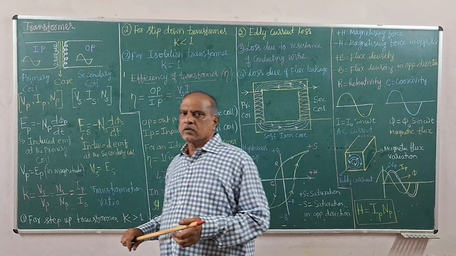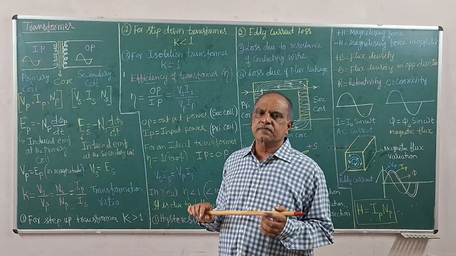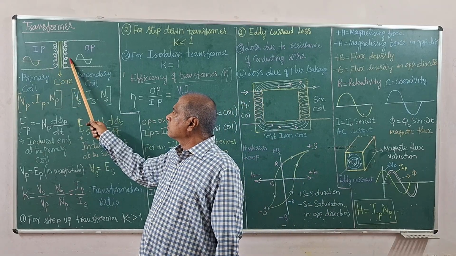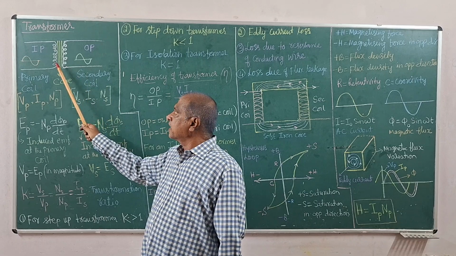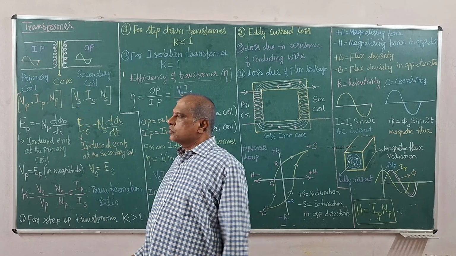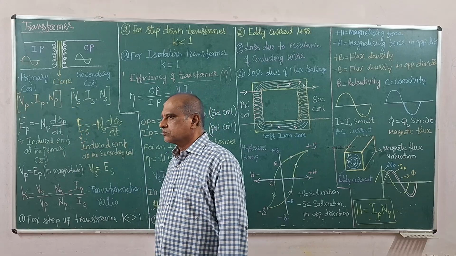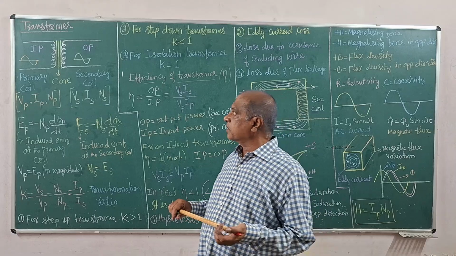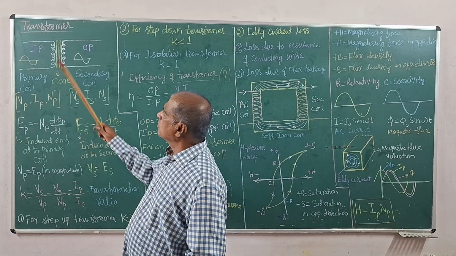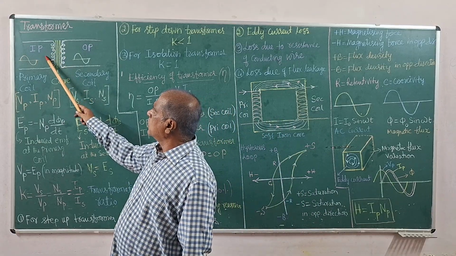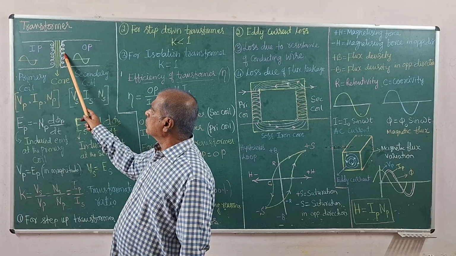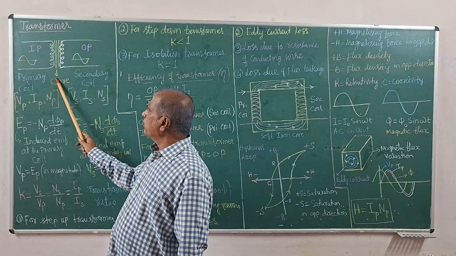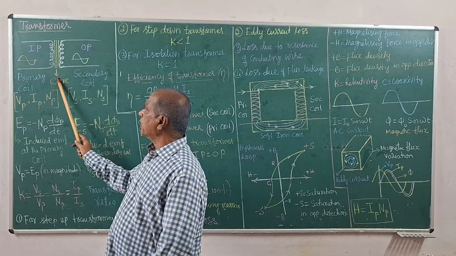The electric power is transferred from one coil to another coil without electrical connection, through magnetic material. Electric power transmission. Electric power is transferred from one coil to other coil without an electrical connection, but through magnetic material, that is a soft iron core.